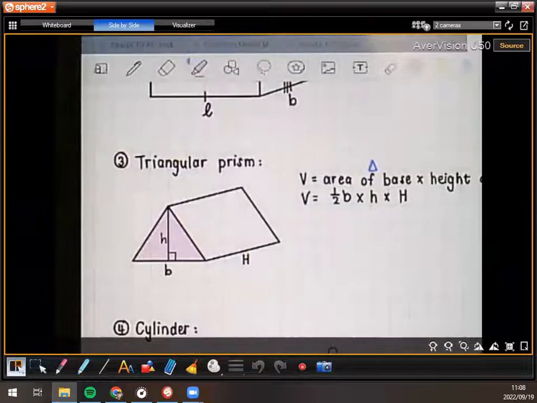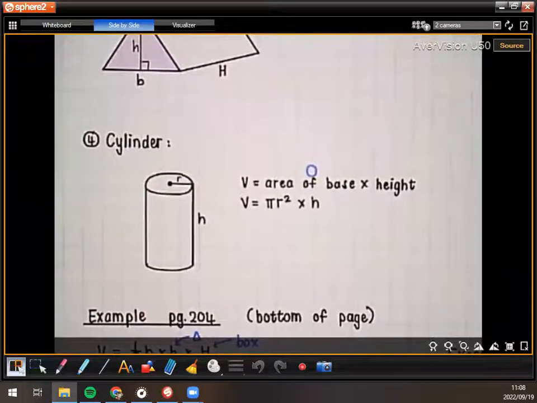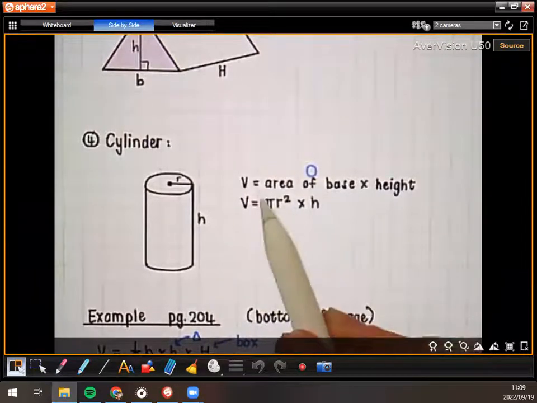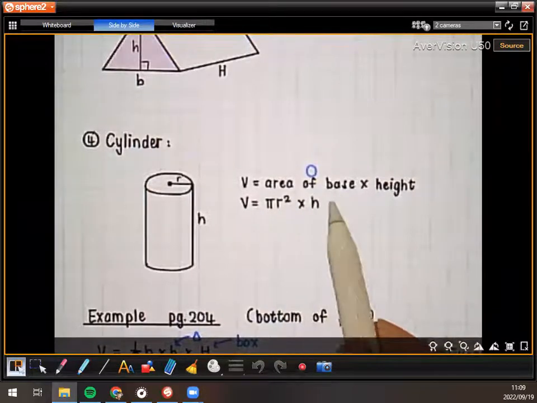Yes, ma'am. And then for the cylinder, the base of a cylinder, again, even if it's drawn like this, they can give you a picture where it looks like this. The base is still the circle. Okay, even if it's not drawn like that. Sometimes they give you a picture where the cylinder is like on the tube. The base of a cylinder is always a circle. So the area of a circle, pi r squared, times the height, which is always the height of the tube, the length of the tube. Okay.